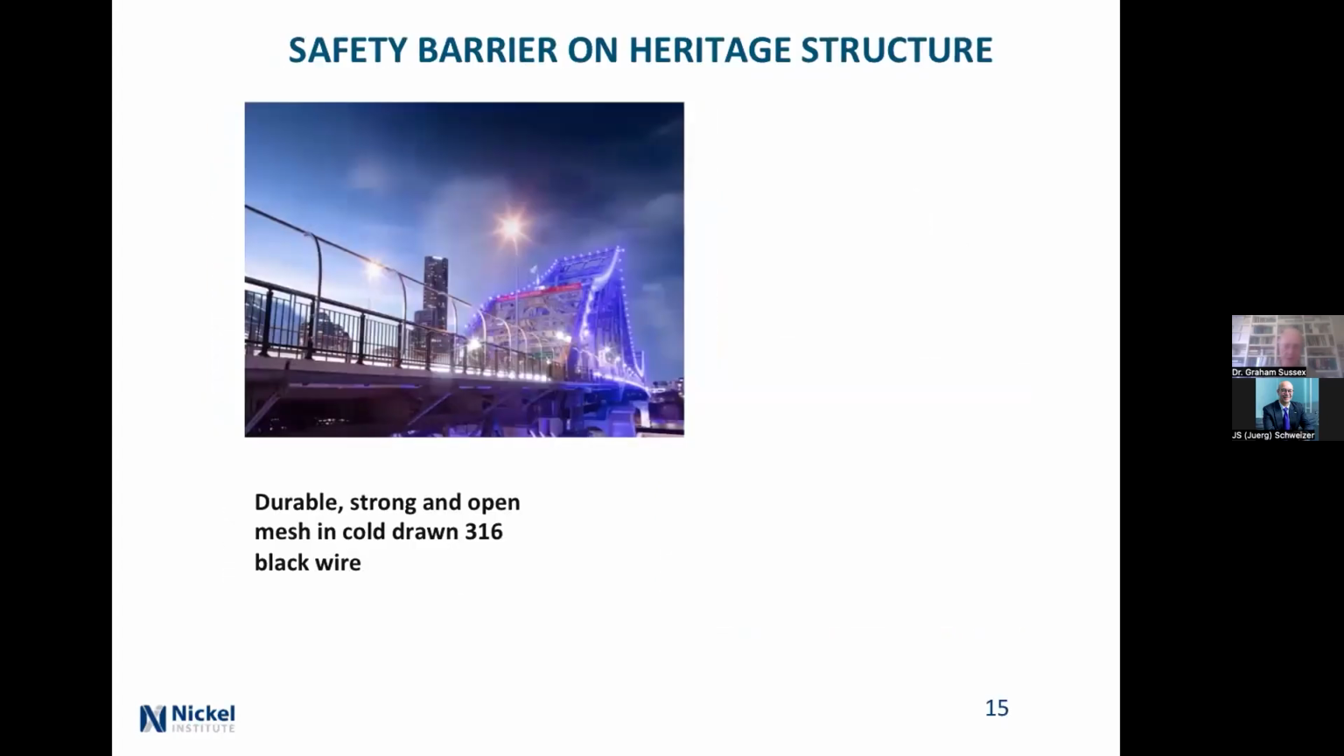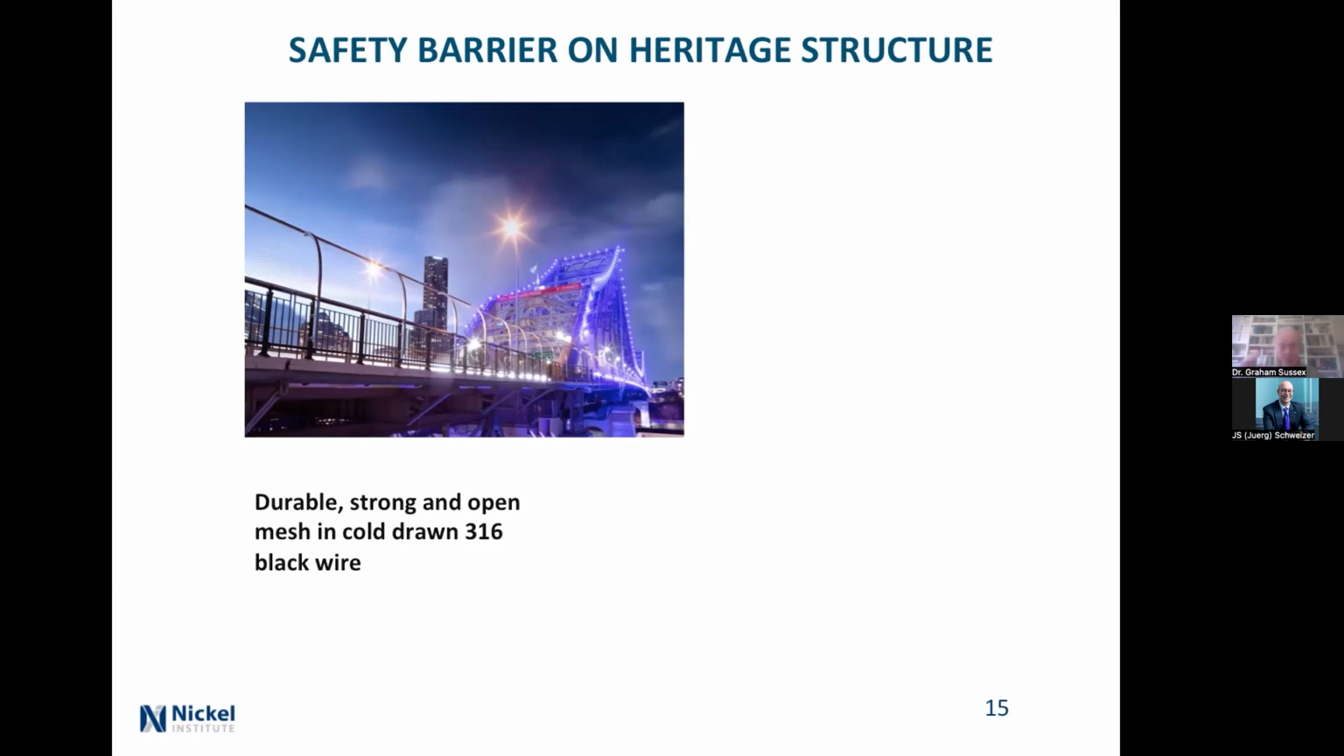This is a bridge in Brisbane. It's called the Story Bridge. It's historic. It's heritage listed. And unfortunately, it's high up above the river, and disturbed people have been known to throw themselves off. And so they designed a way that they could put up a barrier. Then they realized that the weight of the things that they were going to put up were too heavy.